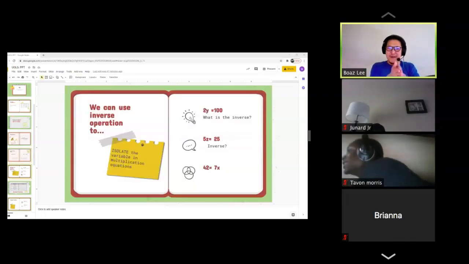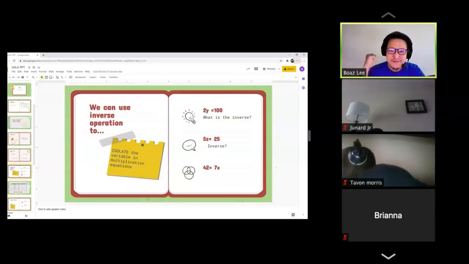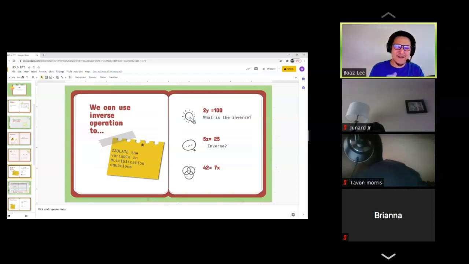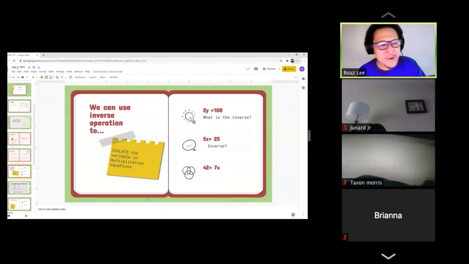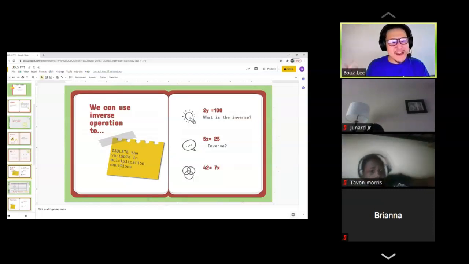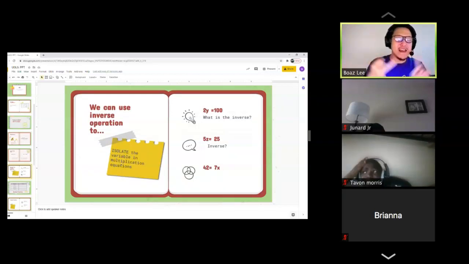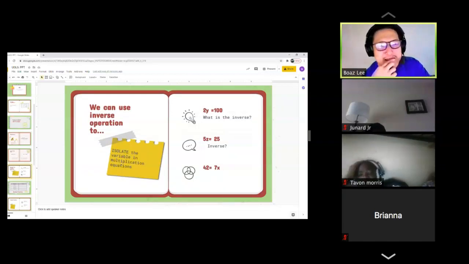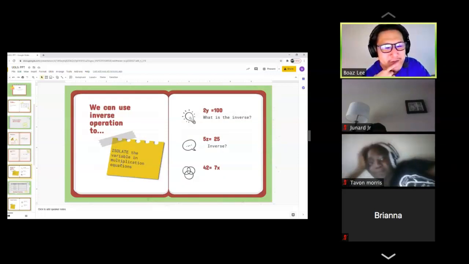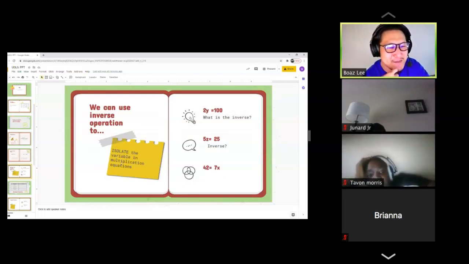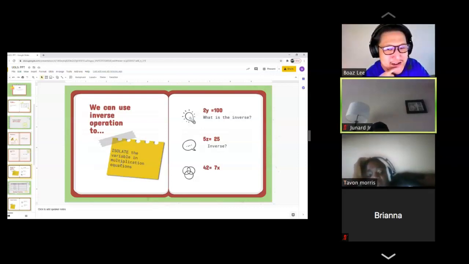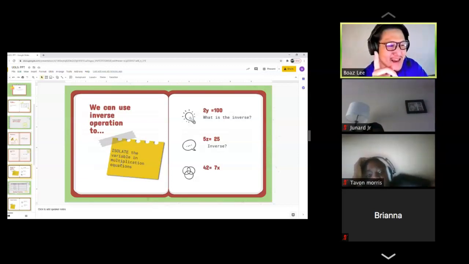All right, we can use the inverse operation to isolate the variable in a multiplication equation. So we know that addition is the inverse operation of subtraction. Now, what is the inverse operation for multiplication? Feel free to type it or come off mute. I'm looking for participation. Division. Okay, so Janard got it, but I'm going to say it again.